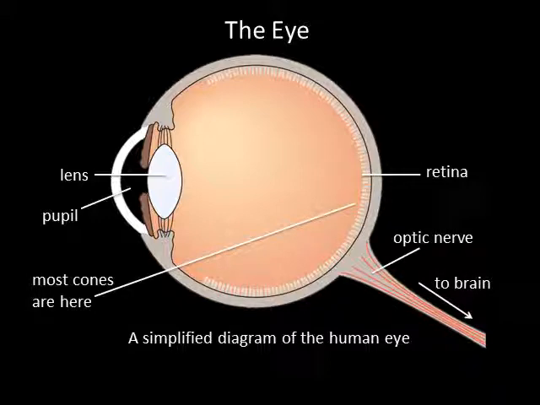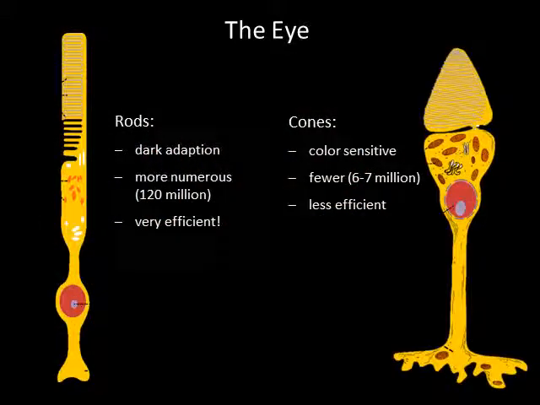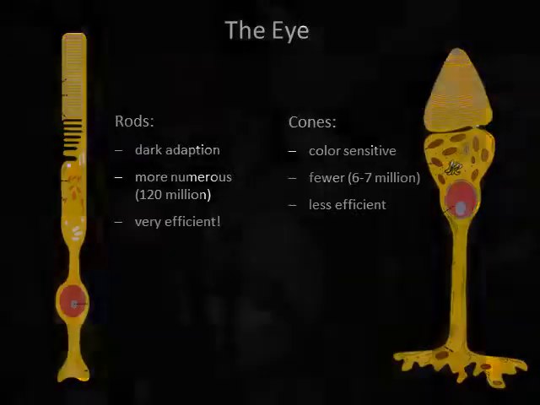Most of the cones are located here on what's called the fovea centralis, or macula. These are rod and cone cells. The cones provide the eye's color sensitivity, whereas the rods are responsible for our dark adapted vision. We have many more rods than cones, about 120 million rods versus 6 to 7 million cones. This is why the world looks in shades of gray and black in low light conditions.